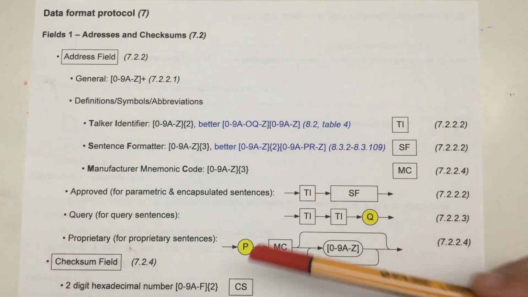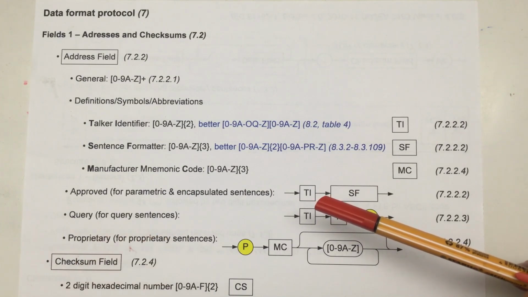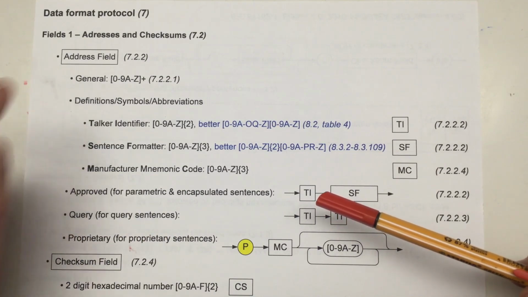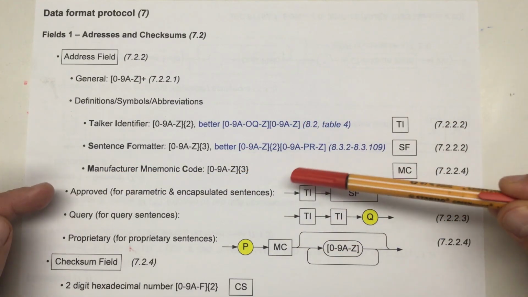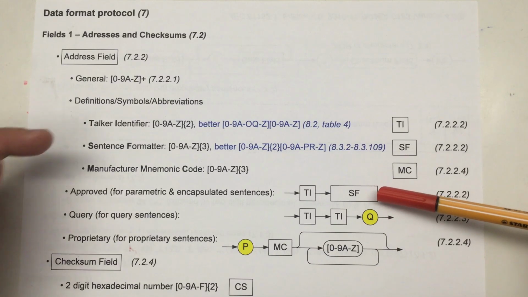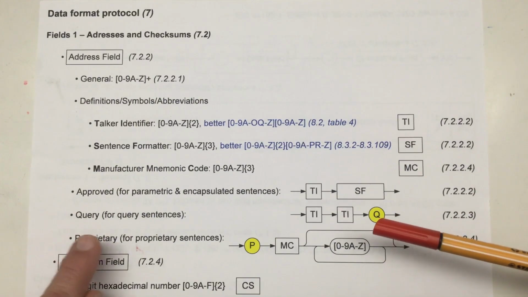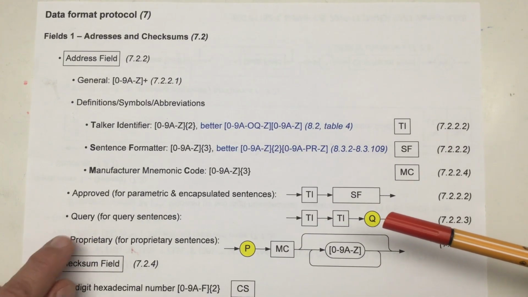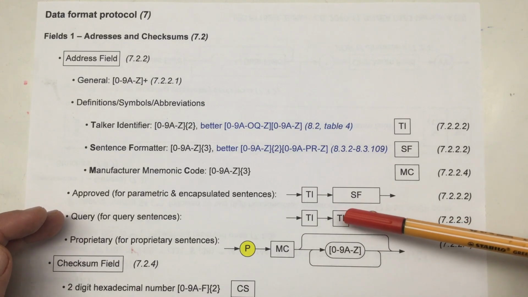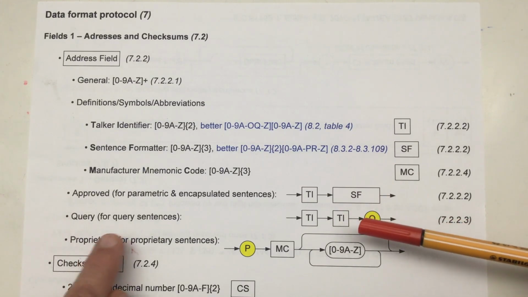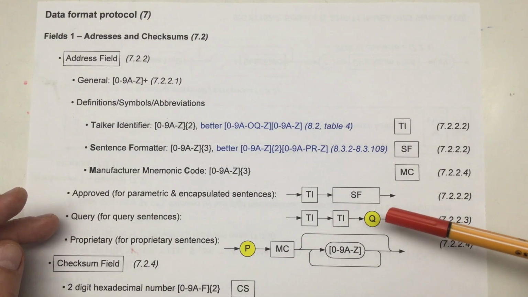Please note that approved sentences also include query sentences, but query sentences use query address fields. Now, an approved address field is made of a talker identifier followed by a sentence formatter. That's easy. So, second, query address fields. These are made of a talker identifier, another talker identifier, more about that when we look at the query sentences, followed by the letter Q.